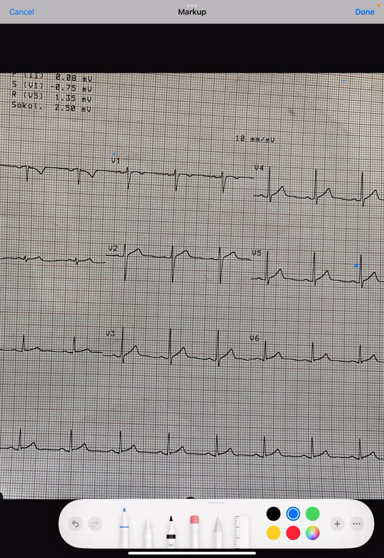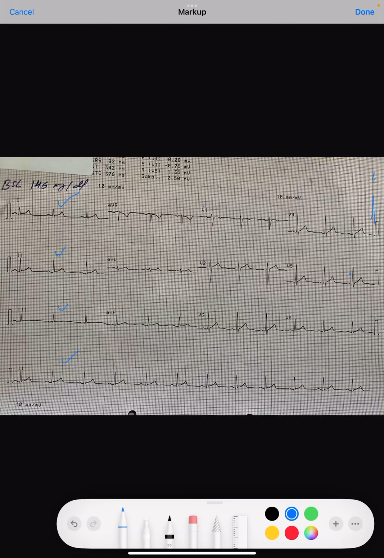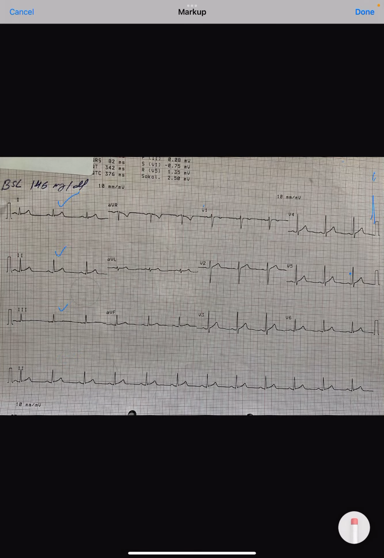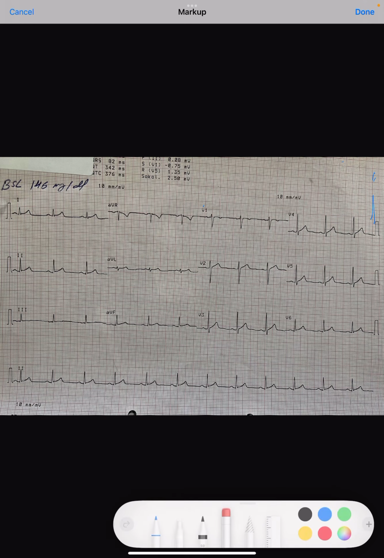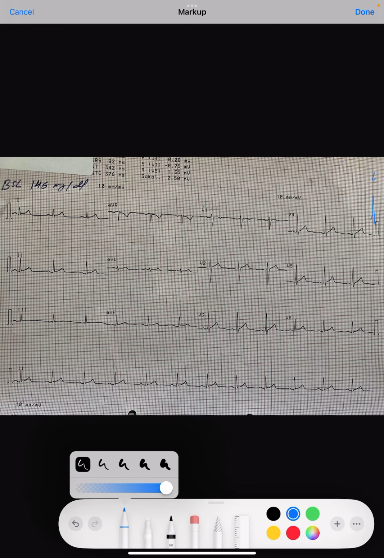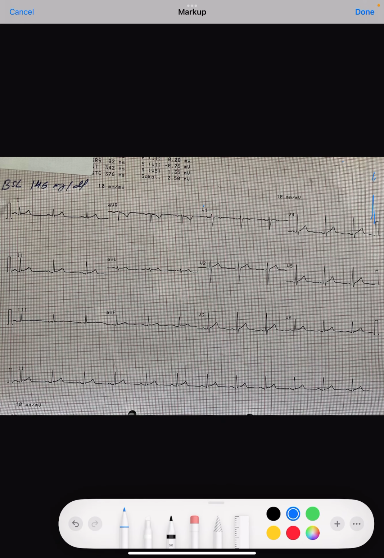And S, we don't expect much from the S wave. In here, most of the time, the S wave is very, very small, which is perfectly acceptable. Now the next wave is the T wave.